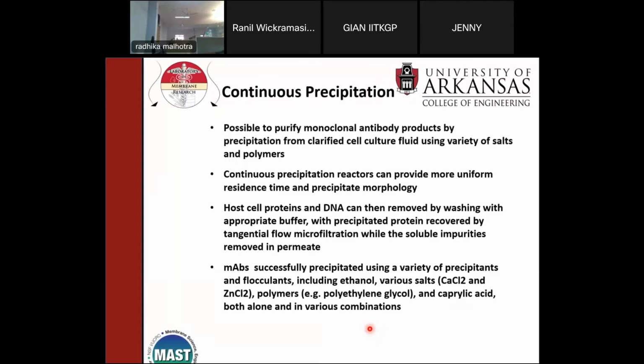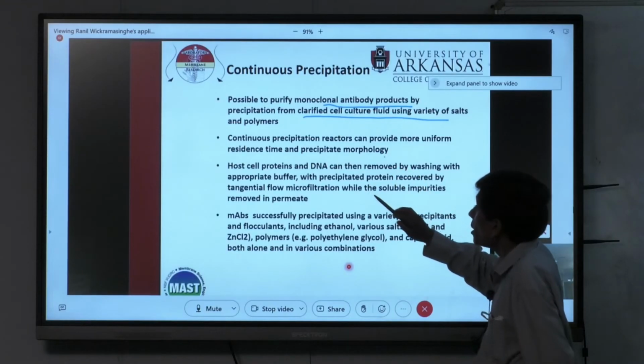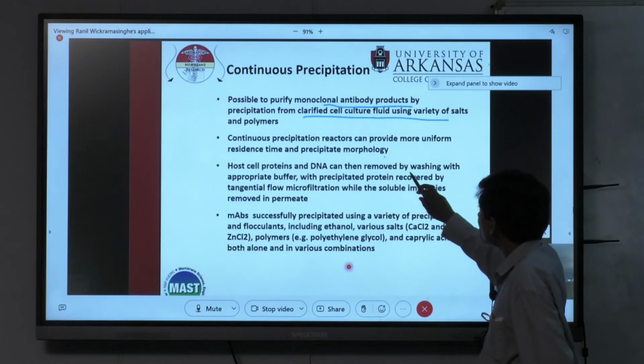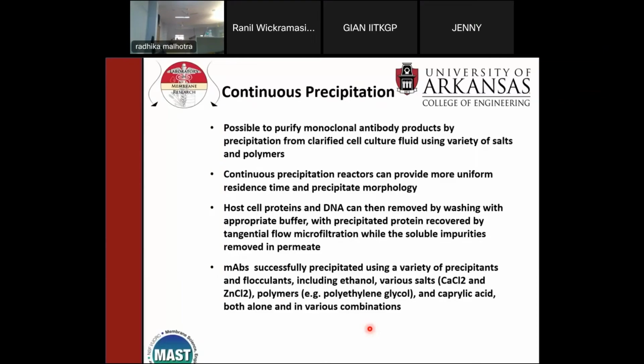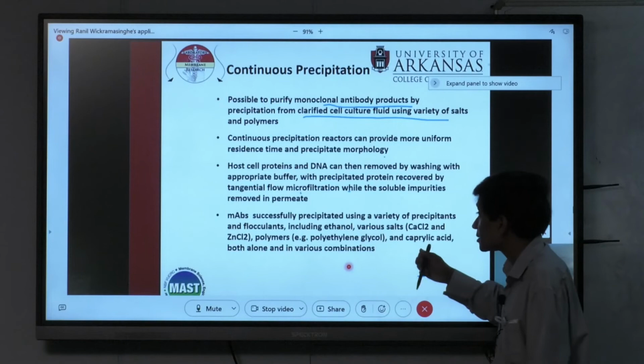Continuous precipitation reactors can provide more uniform residence time and precipitate morphology. Host cell proteins and DNA can then be removed by washing, very, very easy, right? You've got to precipitate, so you remove that and you can wash away everything else, with precipitated protein recovered by tangential flow microfiltration, while the soluble impurities are removed in the permeate. So that's a nice system potentially.